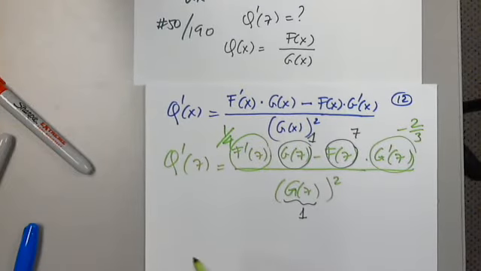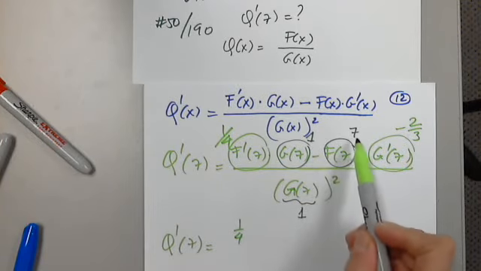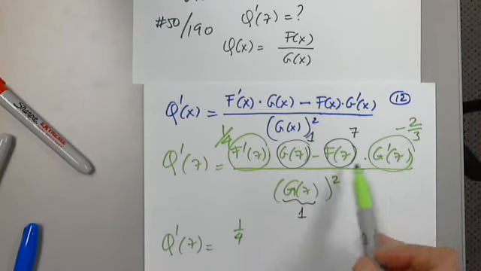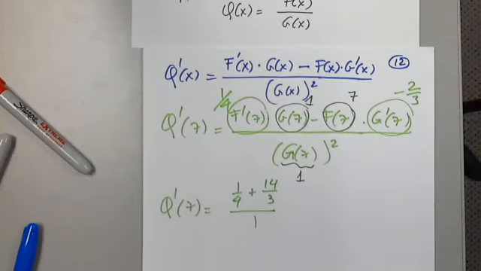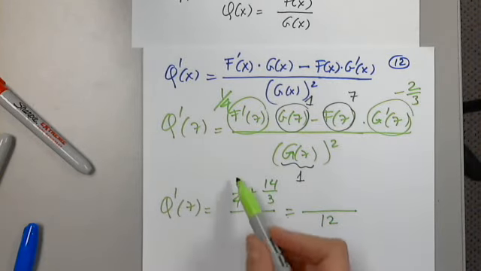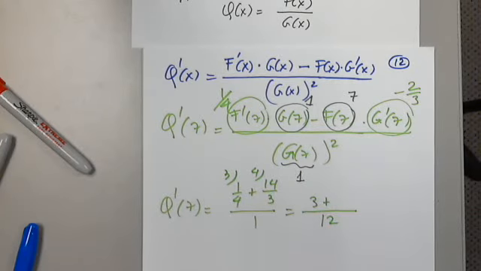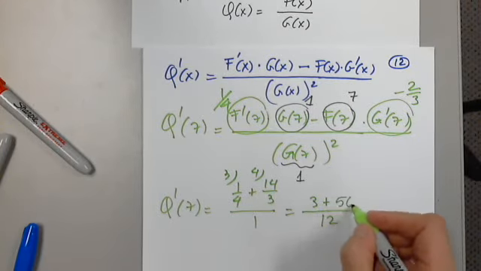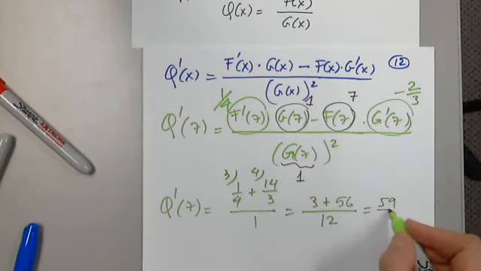Now I can put everything together and get q prime of 7. 1/4 times 1, which is 1/4. Negative 7 and negative 2/3, these are all multiplied. So it's positive 14/3, and everything divided by 1. The least common denominator is 12. I need a 3 and I need a 4. So 3 plus, is it 56? So the answer is 59 divided by 12.